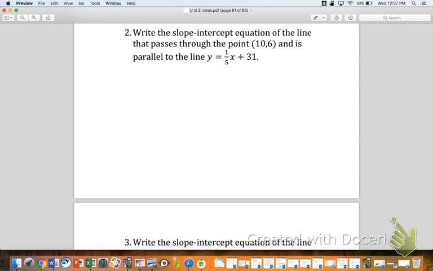Okay, so this says, write the slope-intercept equation of the line that passes through the point (10, 6). I really think that it's a good practice to write this out and say, the point on my line is (10, 6), and so I'm going to write that down. The other thing I got to have is a slope. And so then I start to think, all right, well then the slope must be, yes.